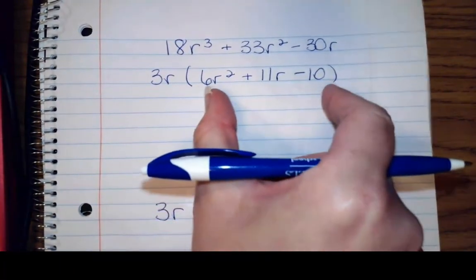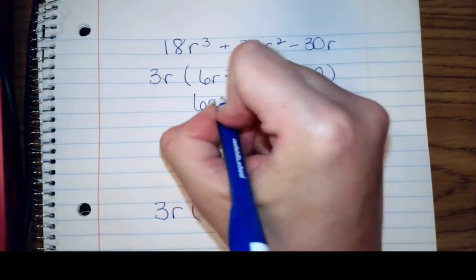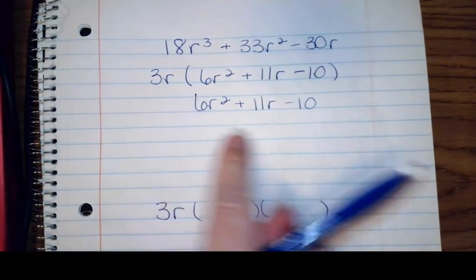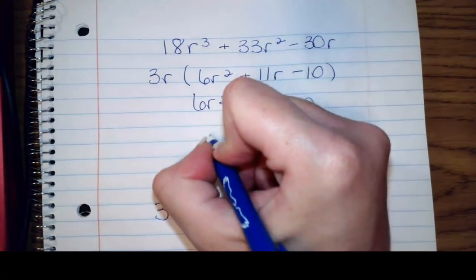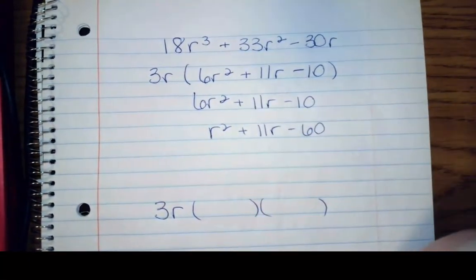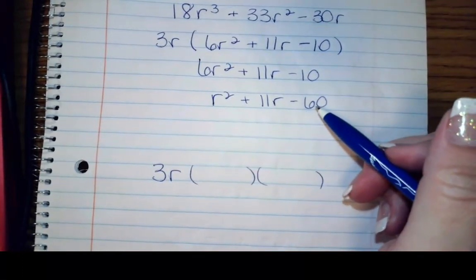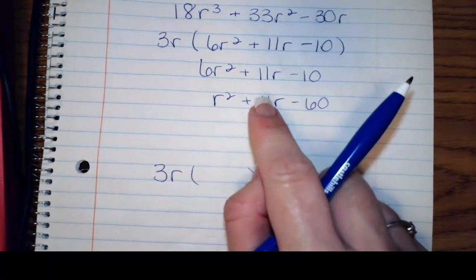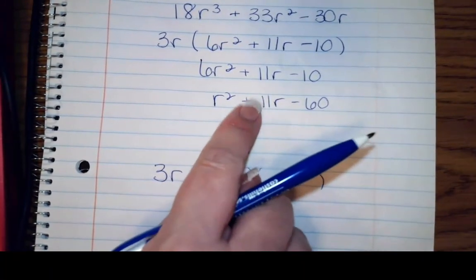But now I'm going to use slide, divide, slide on this one. So I've got a 6r squared plus 11r minus 10. So I'm going to slide that 6 to the end. So I have an r squared plus 11r minus 60. So I need two factors that multiply to 60. So your signs are different because it's negative 60. Then when I subtract, I'll get 11.